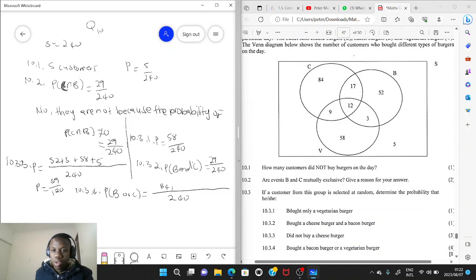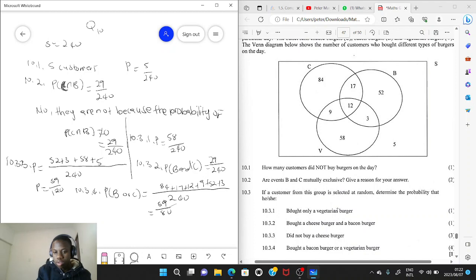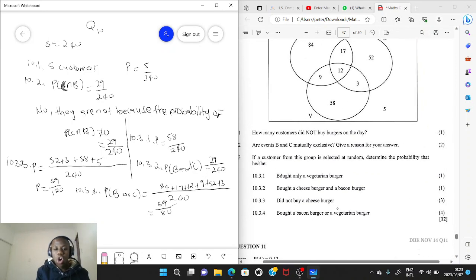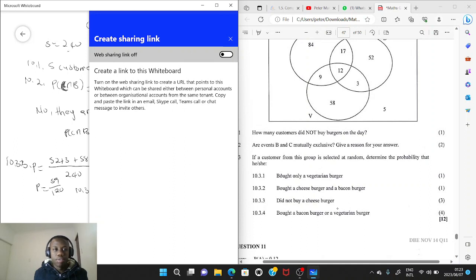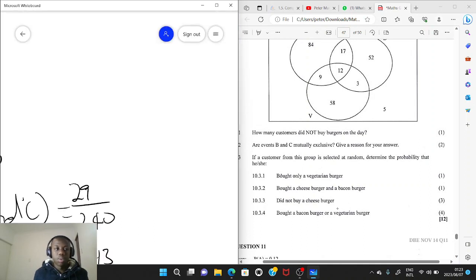So I will say 84 plus 17 plus 12 plus 9 plus 52 plus 3. So all of this is equivalent to 84 plus 17 plus 12 plus 9 plus 52 plus 3 all over 240. So that's 59 over 80. Or one can use another technique. One can use another technique.